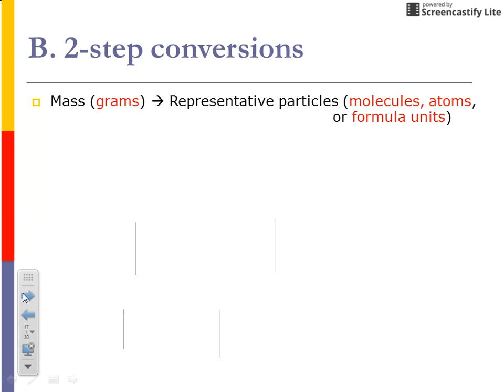So today we're going to focus on going from mass to representative particles. Remember, our unit of mass is grams, and our representative particles are going to either be molecules, atoms, or formula units. Now let me just remind you, molecules are specific to molecular compounds like carbon dioxide. Atoms are specific to elements like carbon. And formula units are specific to ionic compounds like, for example, sodium chloride.